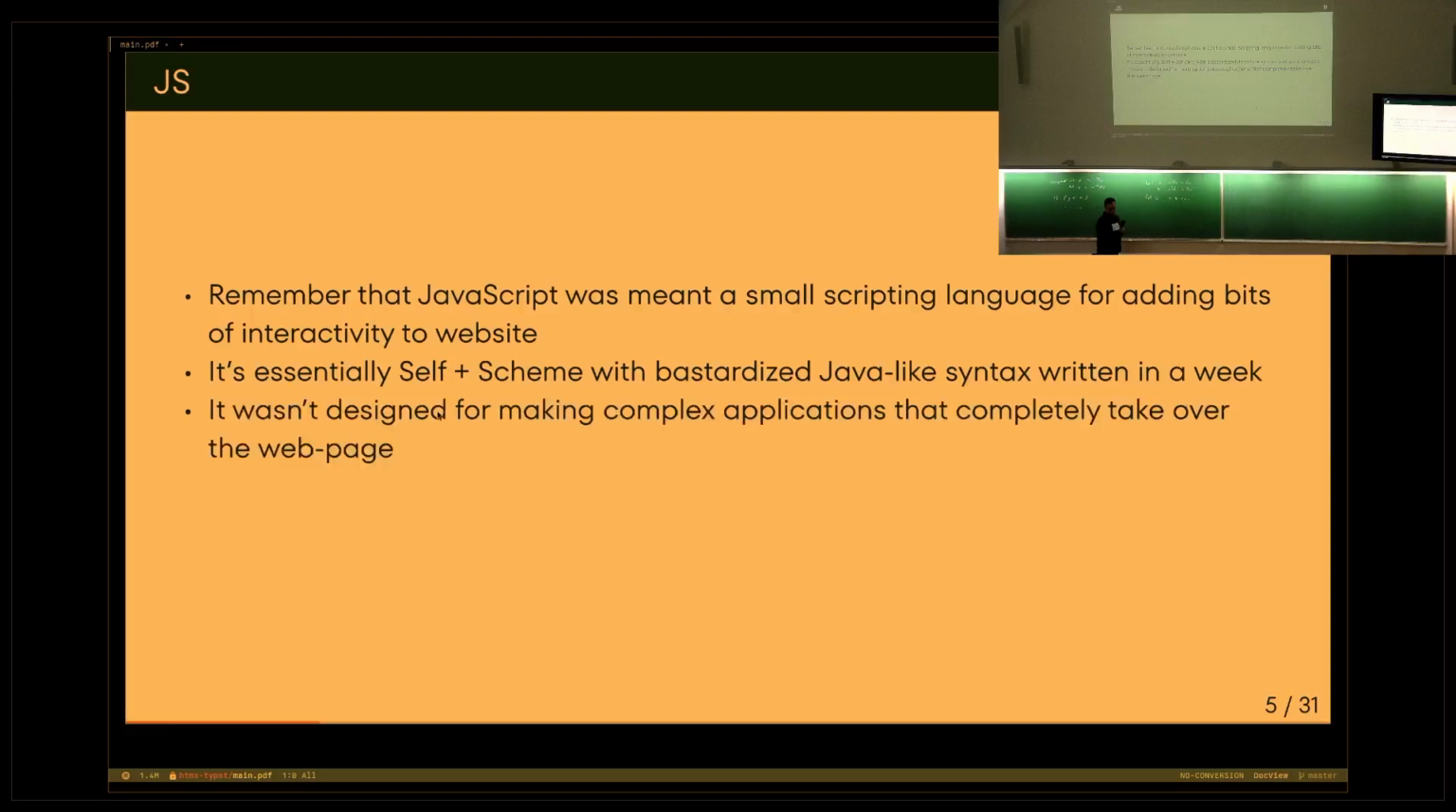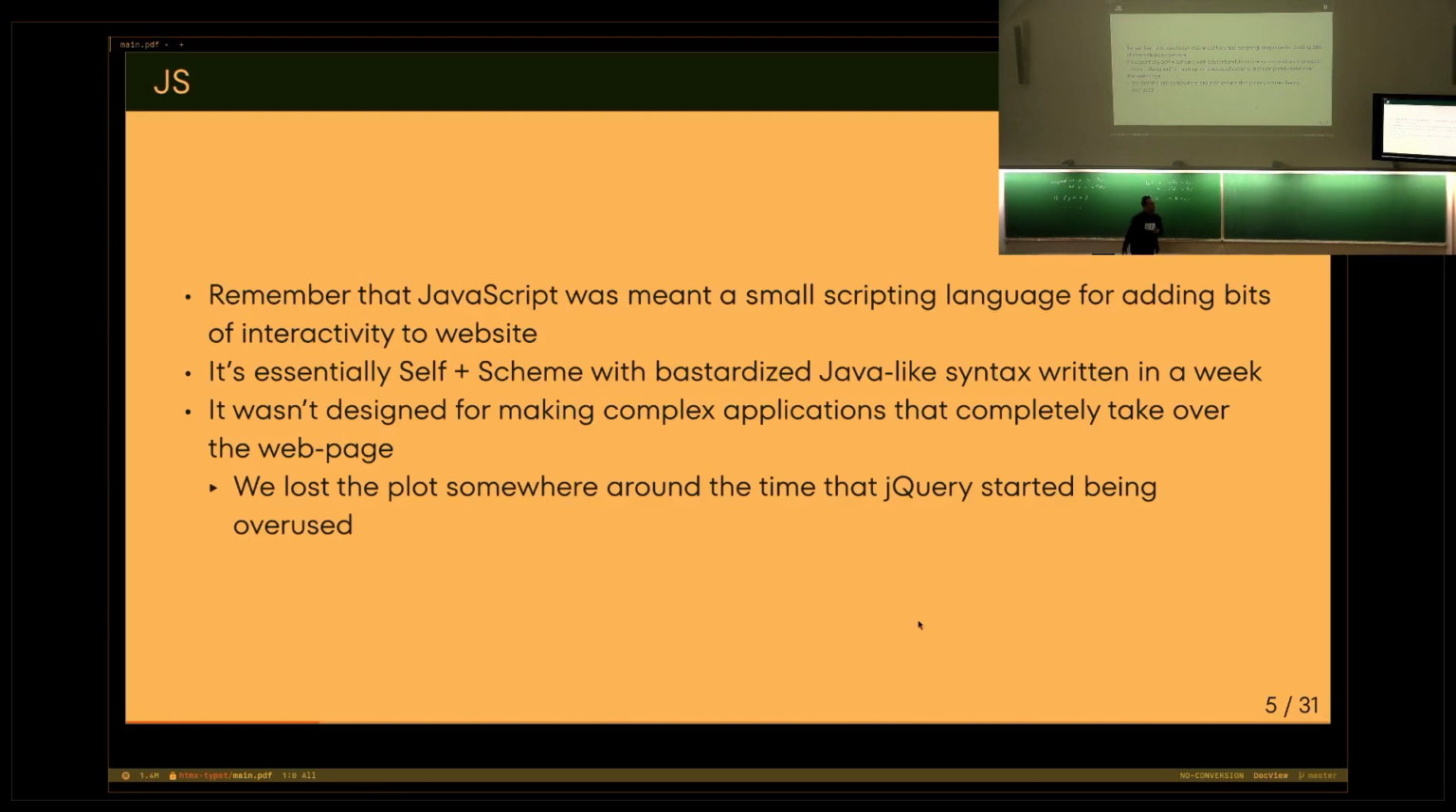So JavaScript wasn't designed for making big, complex applications that completely take over the whole web page and drive every part of the website. And actually what we do is we are making really thick clients, where we download 5 million lines of JavaScript compiled into a bundle on a web page. I did some investigation, and I think that we kind of lost the plot about what the web should be sometime around the time that jQuery started being overused for making whole applications.